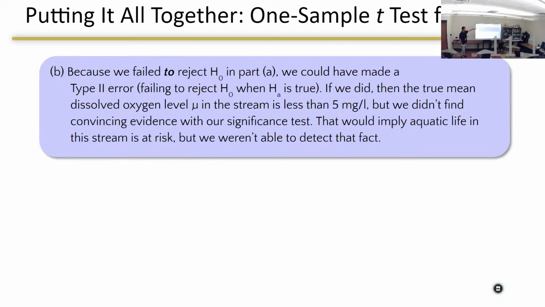Because we failed to reject, we could have made a type 2 error. If we did, then the true mean level in the stream is less than 5, and we didn't find that information. That would imply aquatic life is at risk, and we said everything's fine. That's a bad error.